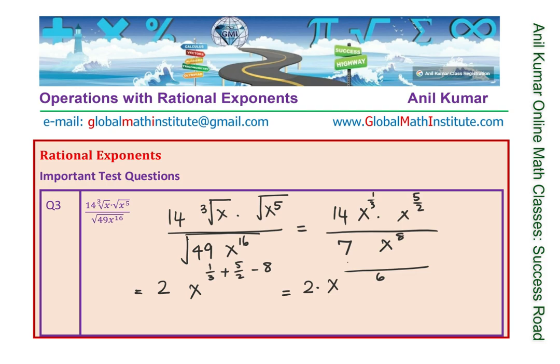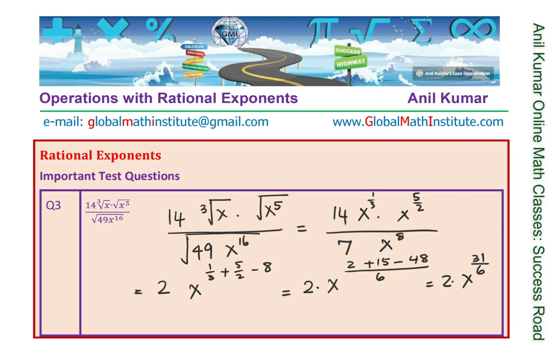So 3 times 2 is 6 plus 5 times 3, 15, and 6 times 8 is 48. So we get 2 times x to the power of. If I take away 17 from 48, what do I get? 17 take away 48 means minus 31, right? 31 over 6. So that's what you get.